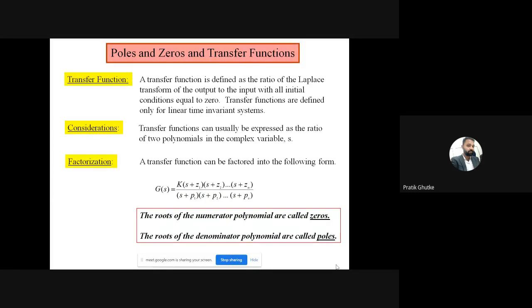G of s equals K times (s plus z1)(s plus z2) up to (s plus zm) in the numerator, so the zeros will be minus z1, minus z2 up to minus zm, divided by (s plus p1)(s plus p2) up to (s plus pn). Here the p's are your poles, and the z's are your zeros. The roots of the numerator polynomial are called zeros, and the roots of the denominator polynomial are called poles.